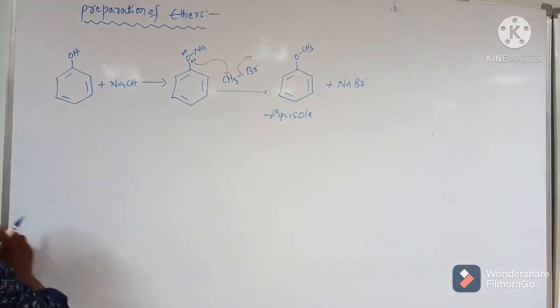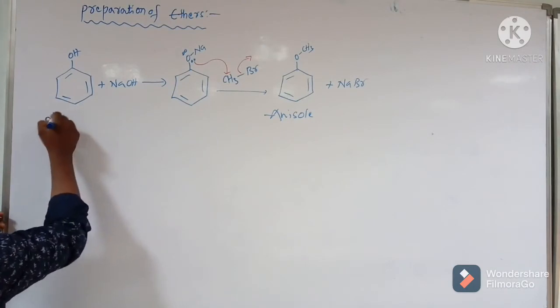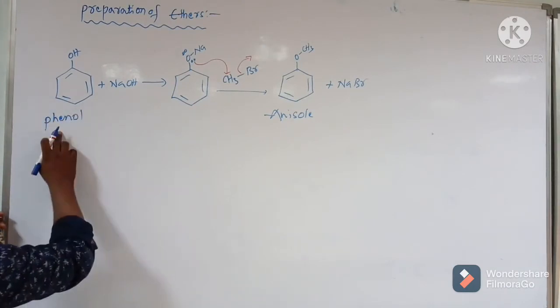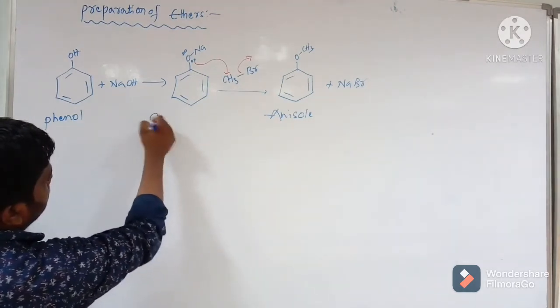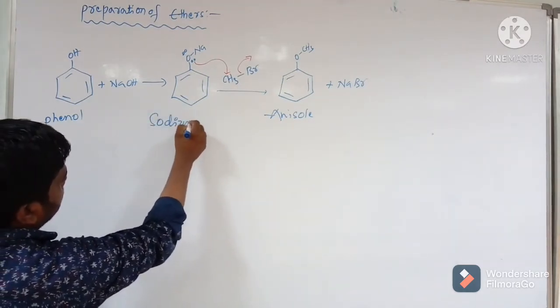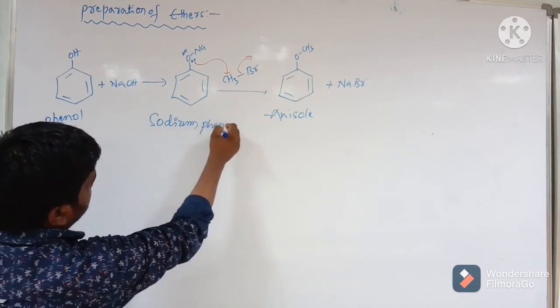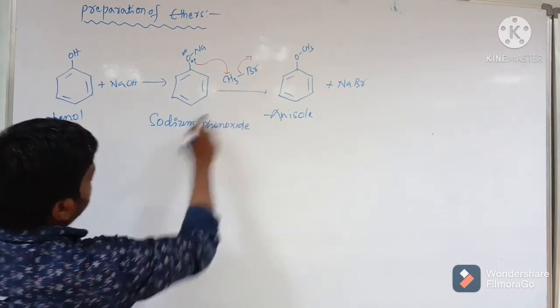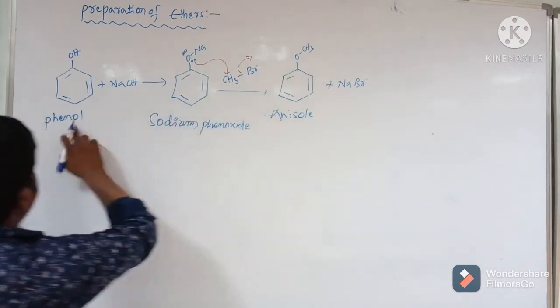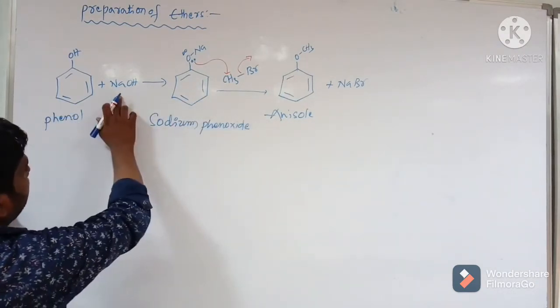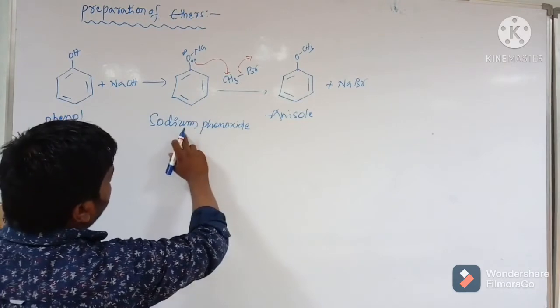This is phenol. Phenol is converted to sodium phenoxide, and sodium phenoxide is converted to anisole. Phenol is converted to sodium phenoxide using NaOH, and after that sodium phenoxide reacts with methyl bromide. It is converted to anisole.